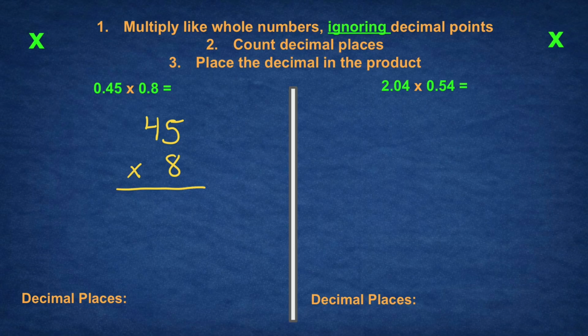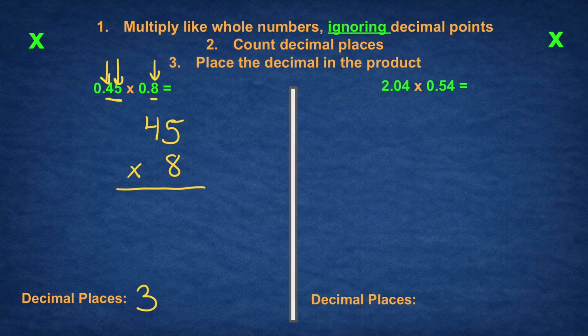And what that means is we're going to count how many total numbers in both of our numbers are to the right of the decimal. So in 0.45, we've got 1, 2 numbers behind the decimal, and in 0.8 we've got 1 number behind the decimal. And when we add those up, we get 3 total numbers behind our decimal. So I'm going to note that because we're going to use that at the very end. So let's go ahead and multiply these numbers out as if they're whole numbers, ignoring the decimal point.